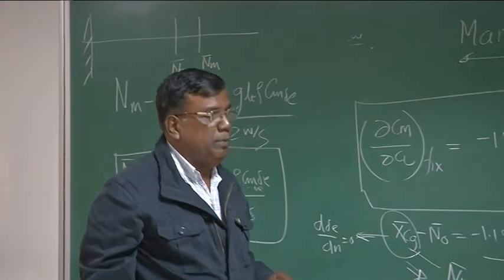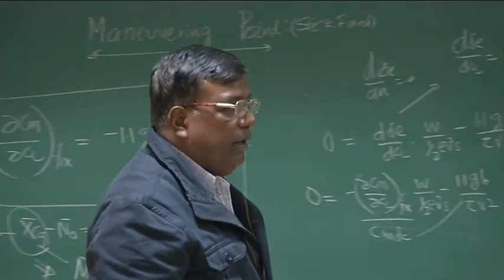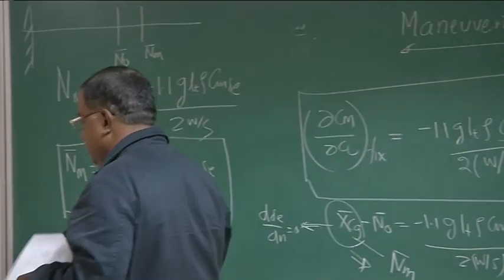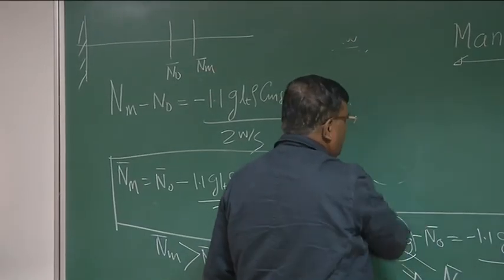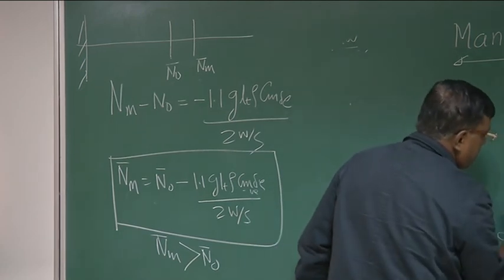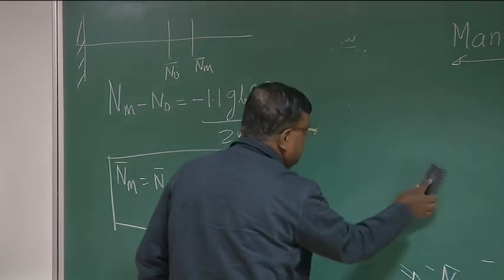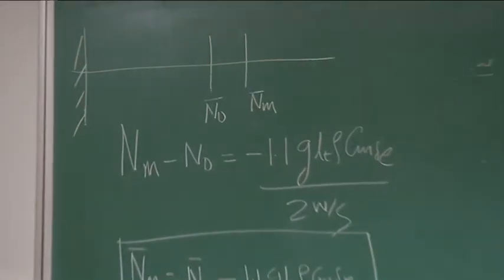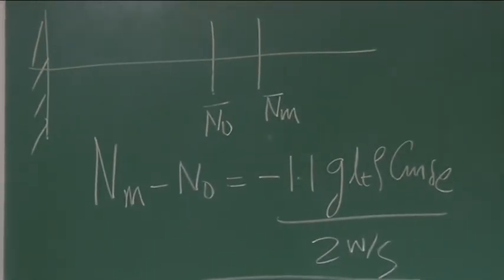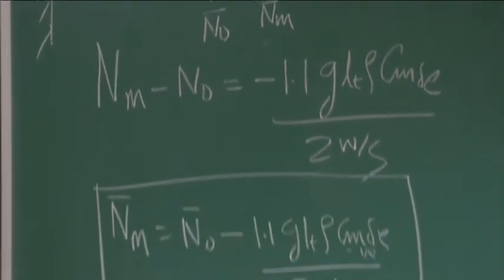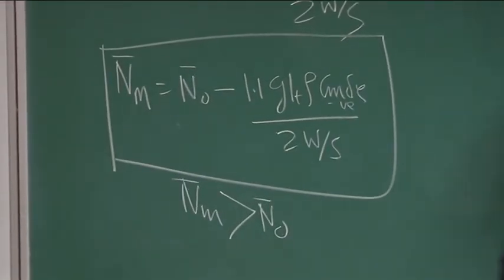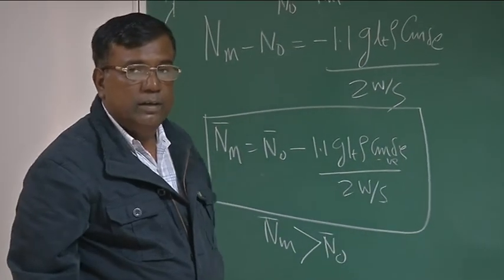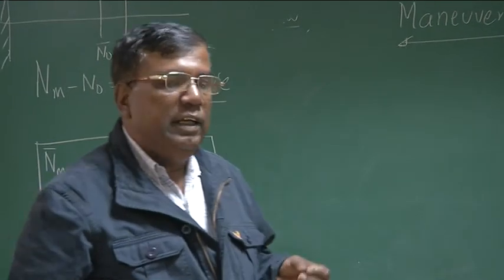This is a wonderful expression, and generally we do experiments to find this out. I'll tell you how to do that. My only worry to all of you is that with so many expressions we write, you should not lose insight. Every time ask yourself why I am writing all these expressions, what I am going to find out. This whole lecture today, we are trying to find out the maneuvering point. What is the maneuvering point? It is that xcg location at which d delta E by dn becomes 0.